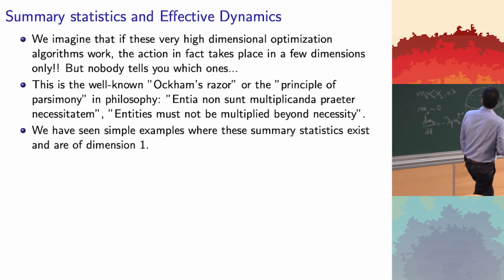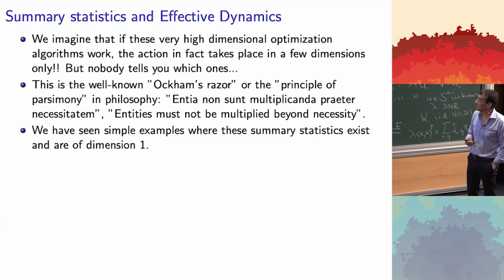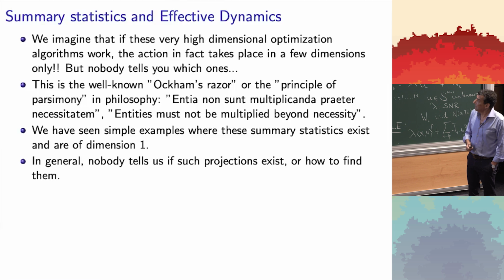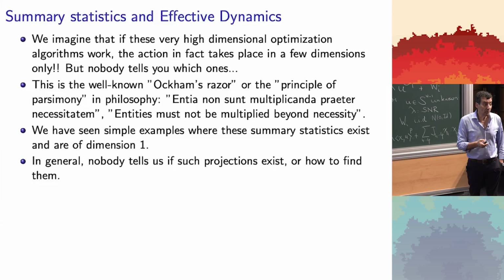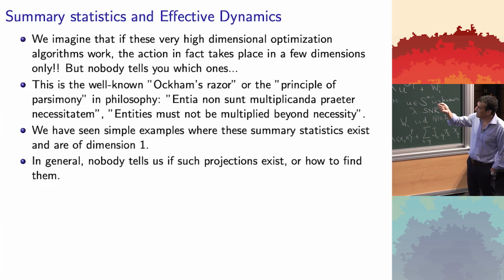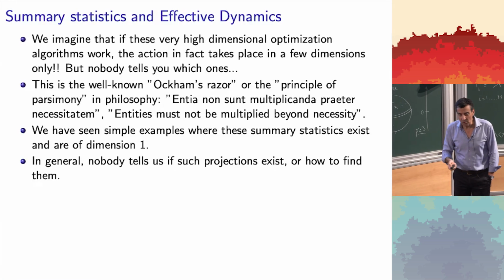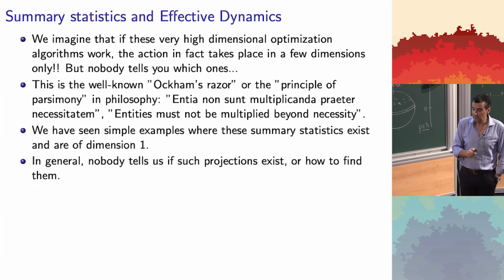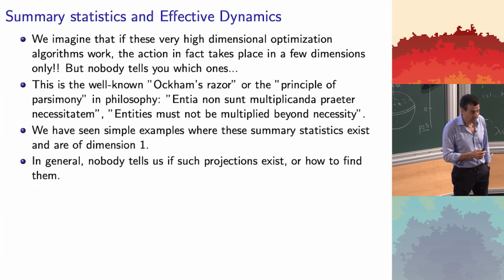So we've seen a few examples where these summary statistics exist and are in dimension 1. For instance, this one. But in general, as was just mentioned here, nobody tells us if these projections exist or how to find them. My principle here is that if something works, if your SGD works in a reasonably short time, with reasonably short data, and the result is reasonable, it must be that somewhere there is a low-dimensional thing explaining everything.